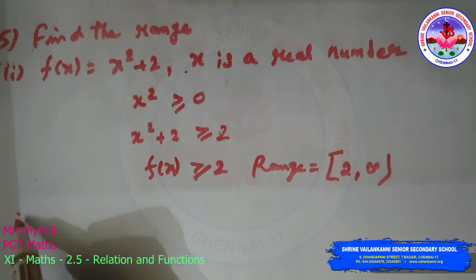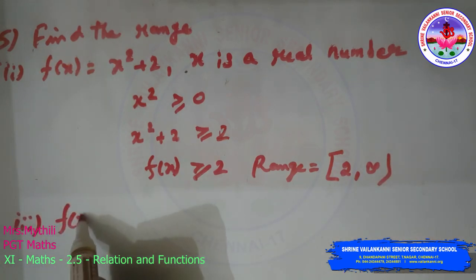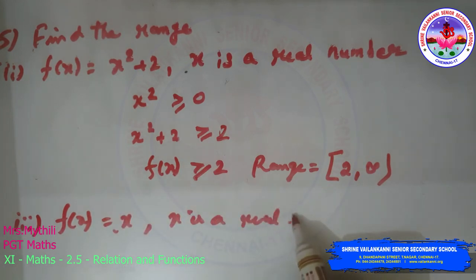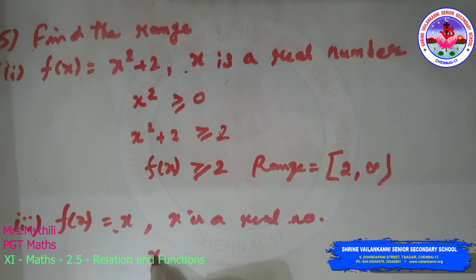Then third one is f of x equal to x. X is a real number. So when x is a real number, then x is greater than 0. Then f of x is greater than 0. So domain is R and range is also R.